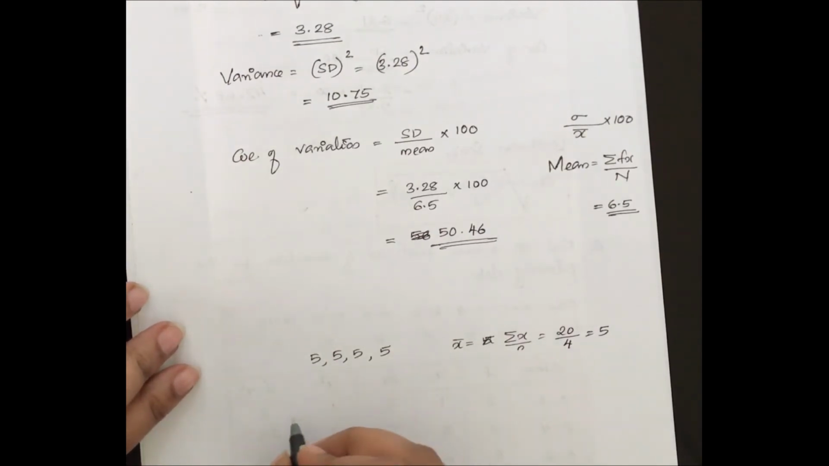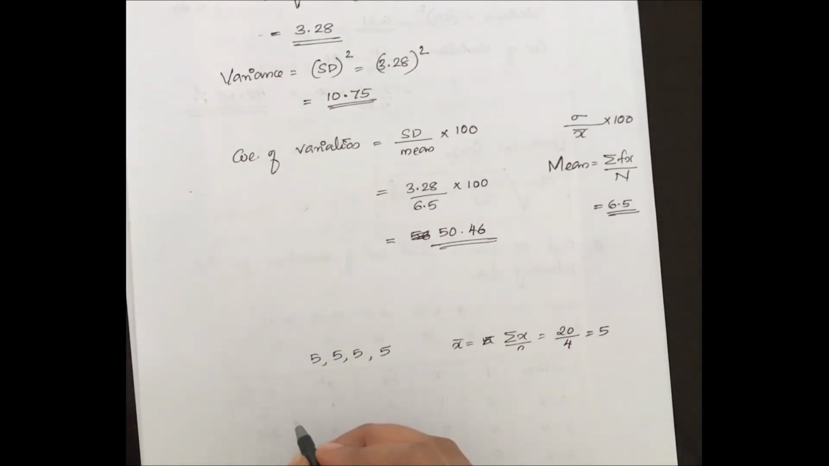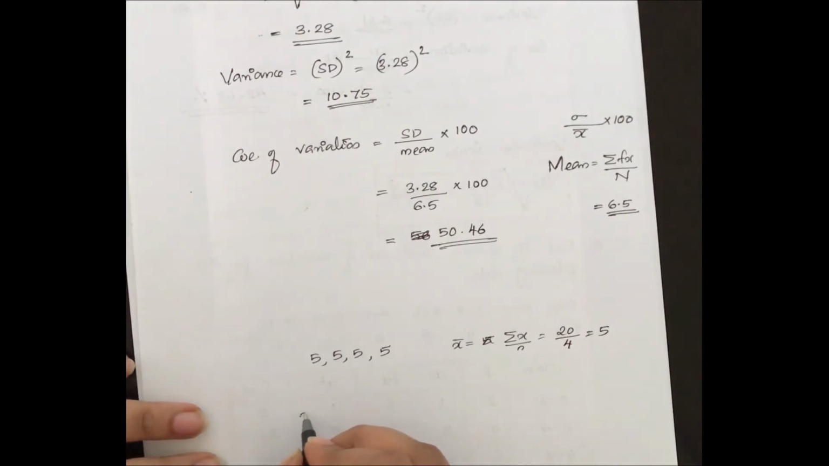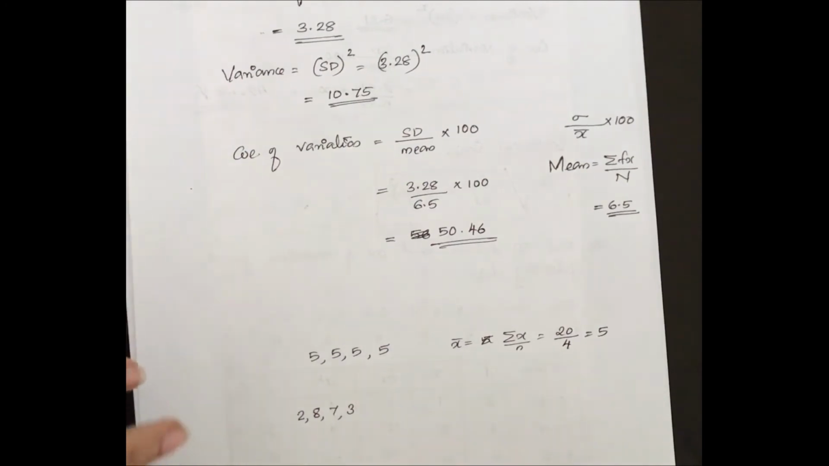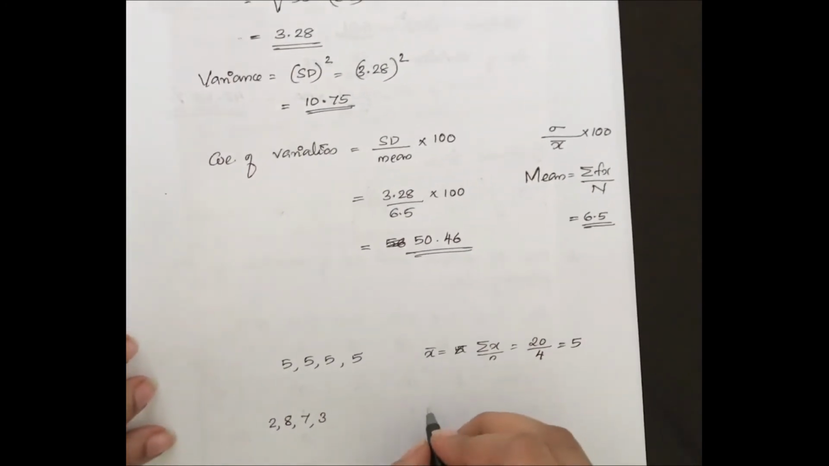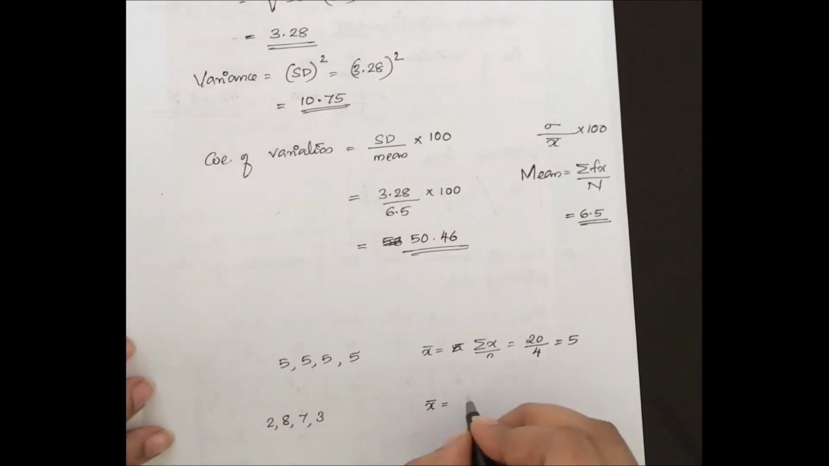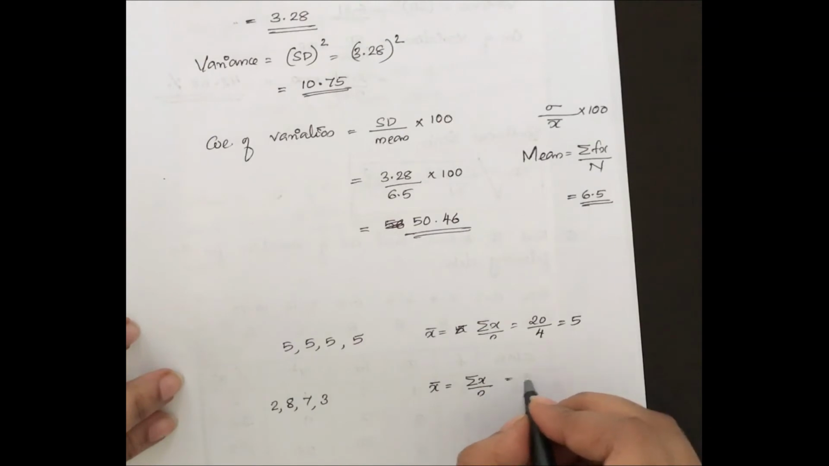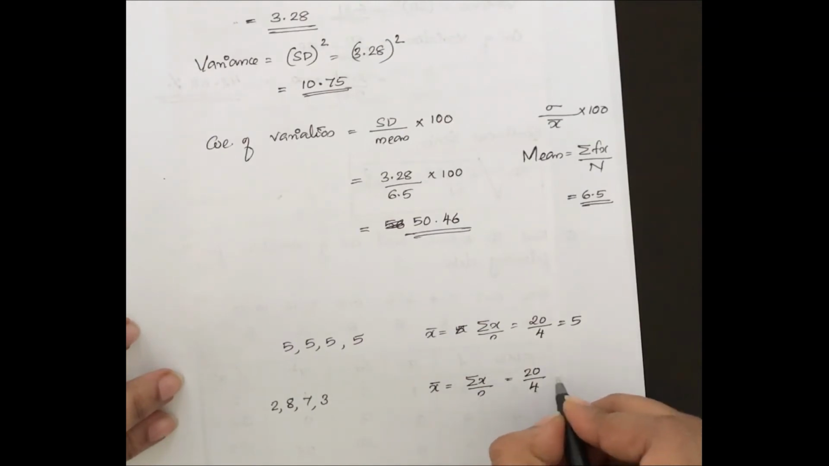And taking another series, 2, 8, 7, 3. When I am finding the x bar of this series, summation x by n, altogether 20, 20 divided by 4, the average is the same, 5.